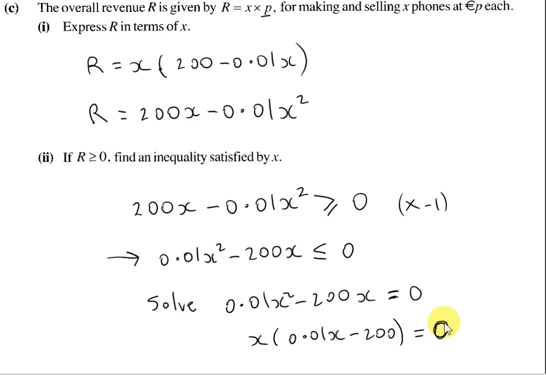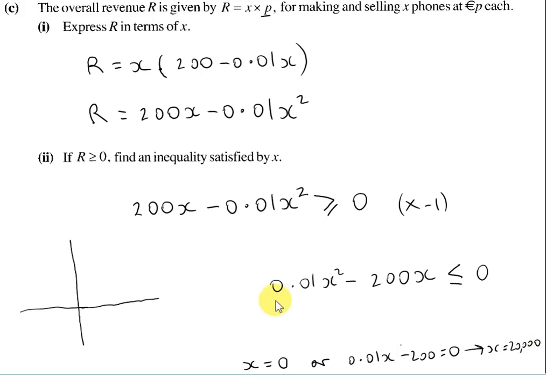We use what's called the zero product rule here. If you haven't heard of it before, it's just what you've seen before. If you have a product of two things giving you 0, then either of them is 0. It's very convenient. So x is 0, or the other factor is 0. So if we set the other factor equal to 0, what do we get for x? We get 200 divided by 0.01. That's the same as 200 multiplied by 100, which is 20,000.